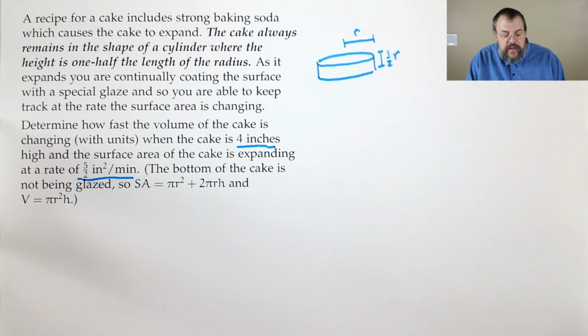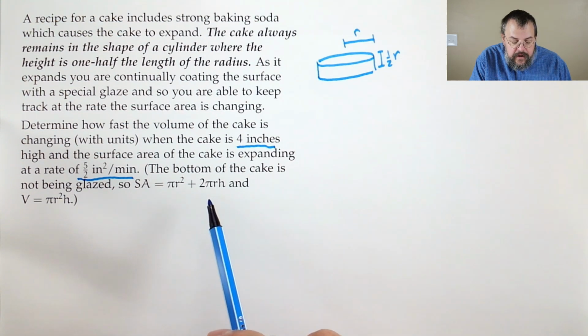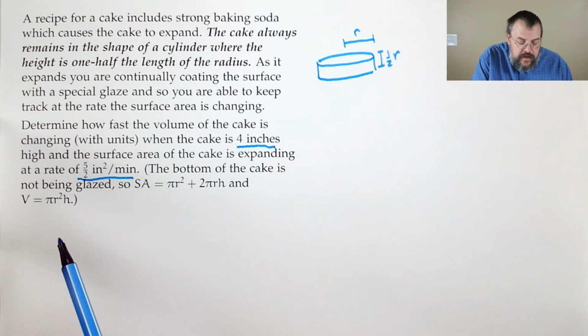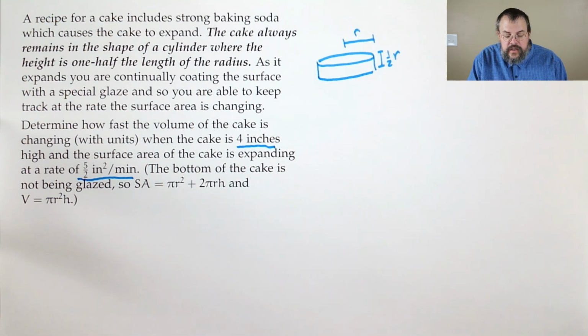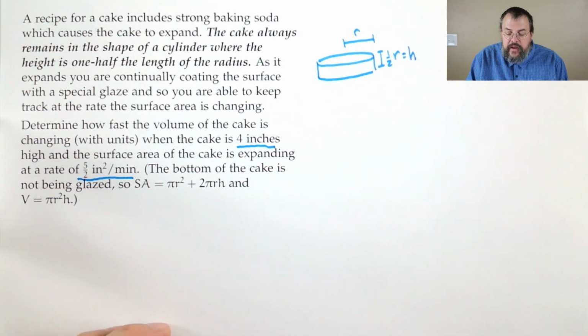Now, the bottom of the cake is not glazed, so they gave us some information. The surface area is pi r squared plus 2 pi rh, and the volume is pi r squared h. All right. Now, we'll come back here and make a little note. Half the radius is the height. So, what do we have? Well, let's just throw in the fact that half the radius is the height.